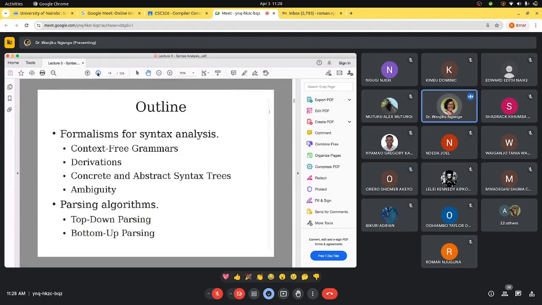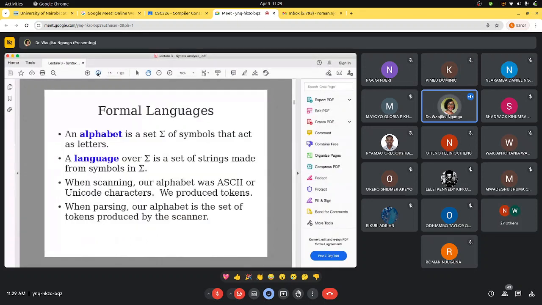So CFGs, derivations, the notion of concrete versus abstract syntax trees, and the biggest problem for a syntax analyzer, which is ambiguity. And then we're going to look at the different types of algorithms that are amenable to us to build our syntax analyzers. So we have top-down parsing, we have bottom-up parsing. So we start with the formalisms.